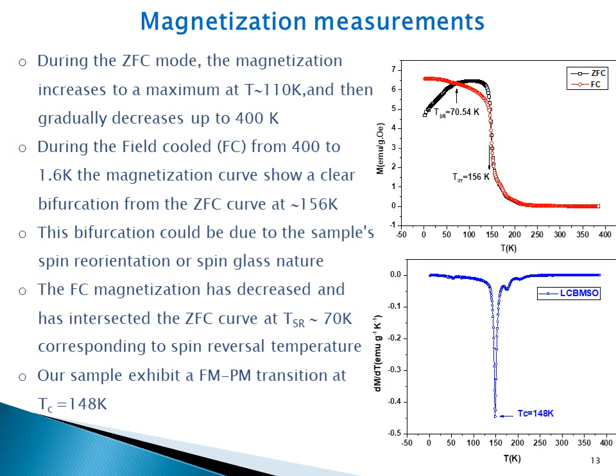decreases. But in FC mode, the magnetization curve shows a clear divergence from the ZFC curve at a temperature of 156 Kelvin. This divergence could be due to simple spin reorientation or spin glass nature. The FC magnetization decreases and intersects the ZFC curve at a temperature of 70 Kelvin, corresponding to the spin reversal temperature. Our sample exhibits a ferromagnetic to paramagnetic transition at a Curie temperature equal to 148 Kelvin.